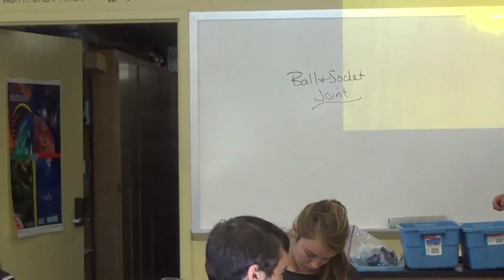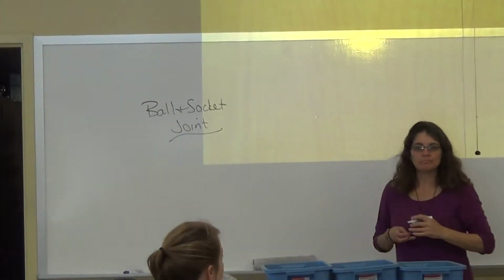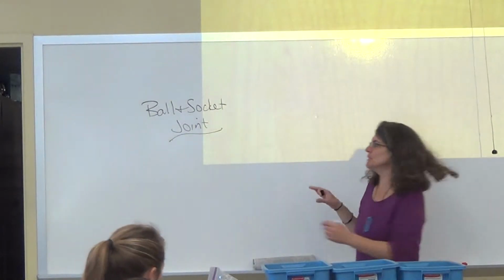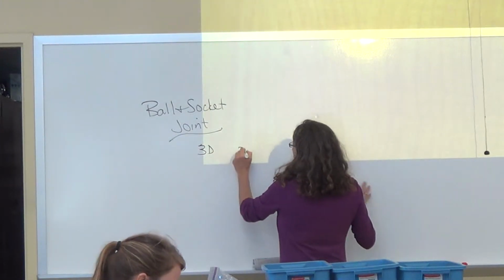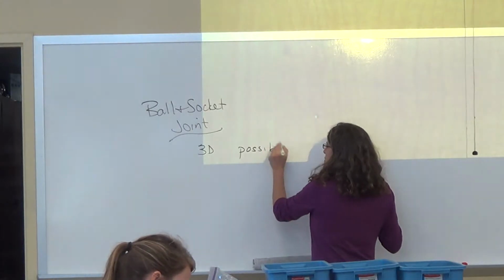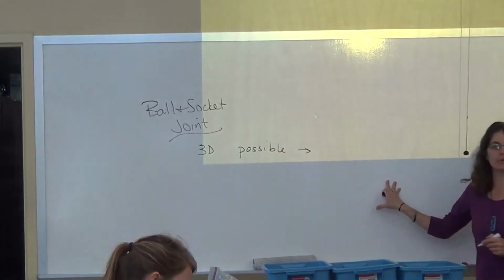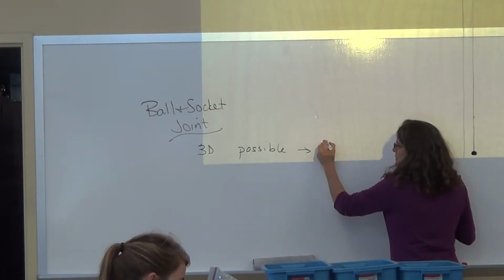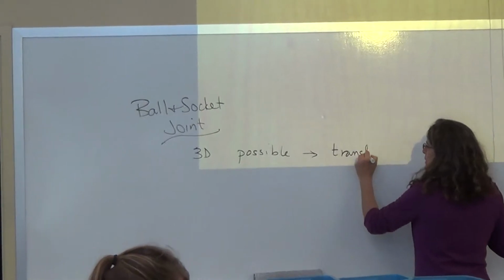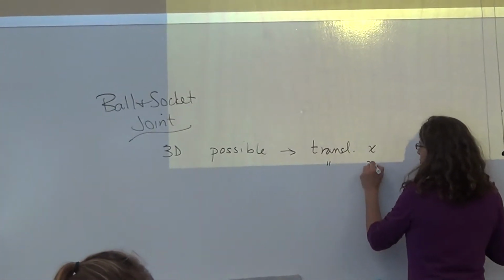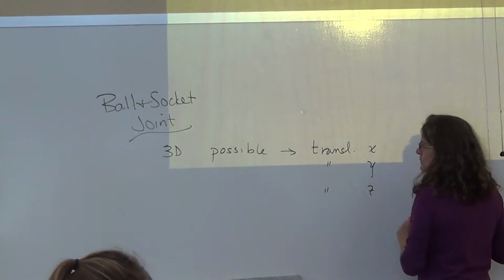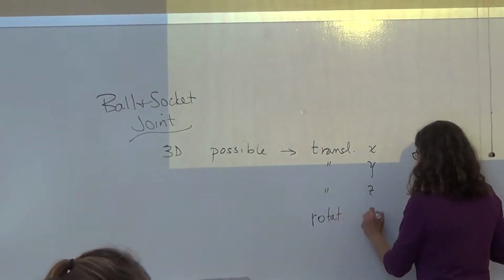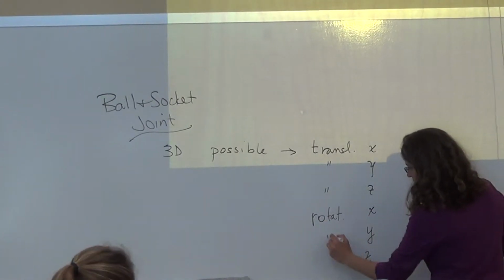In the ball and socket joint, 2D or 3D? We're using our shoulder. It's 3D. So what are the possible motions that could occur in a ball and socket joint as 3D? Six, and what are they? Translational in the X, translational in the Y, translational in the Z, and what else? Rotational in the X, in the Y, and the Z.